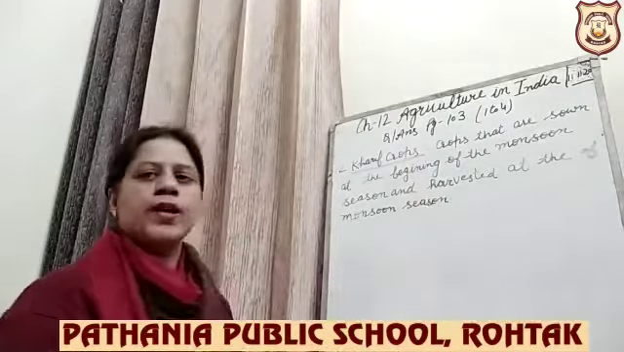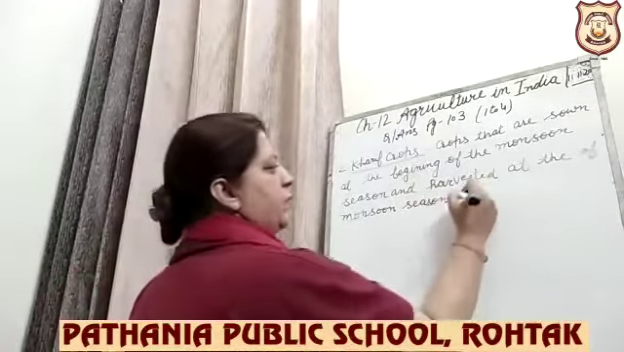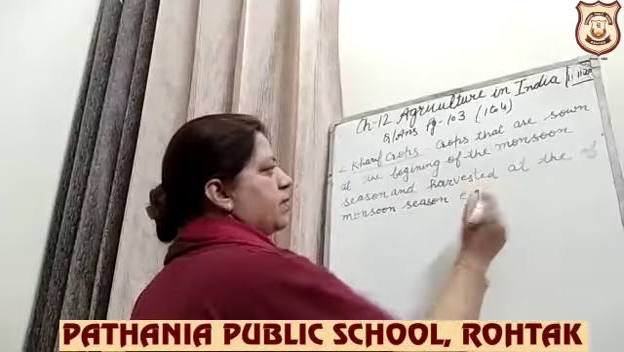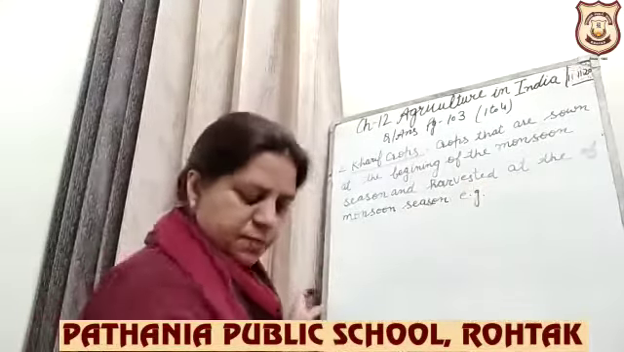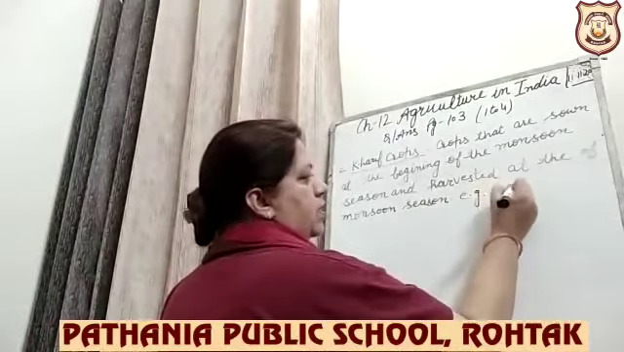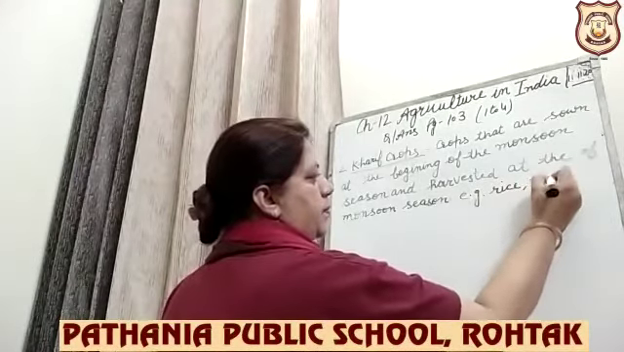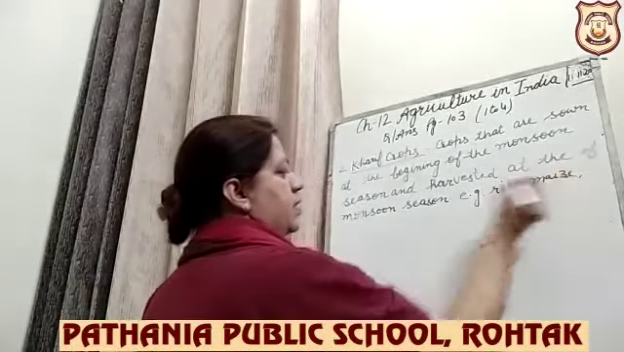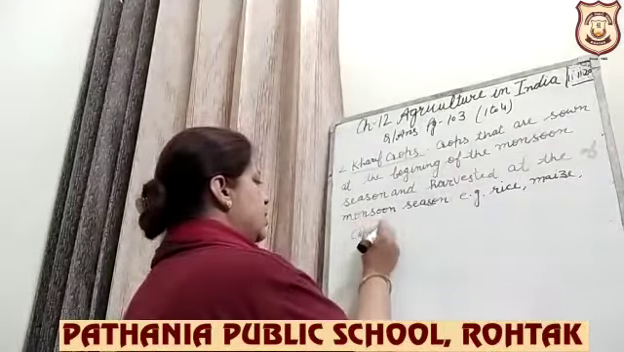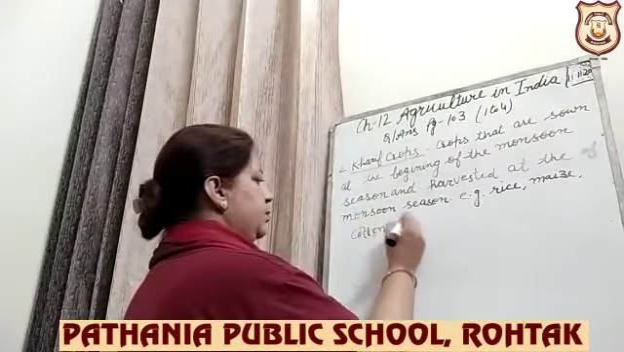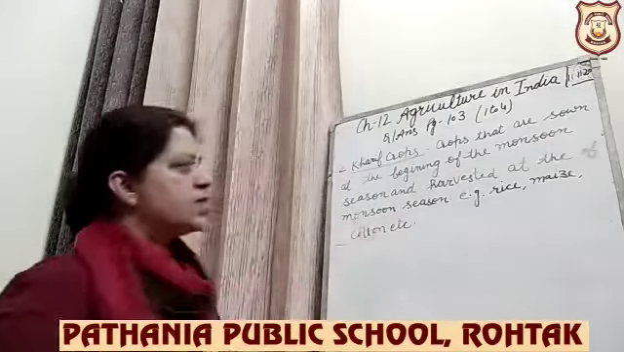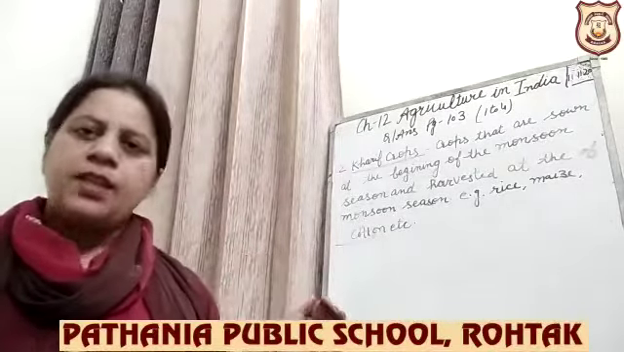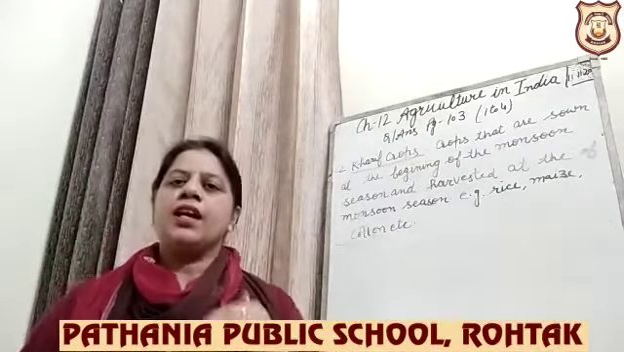So you have to write the examples also, right? Examples. Okay. So rice, maize, cotton, etc. So, this is all about rabi crops and kharif crops.